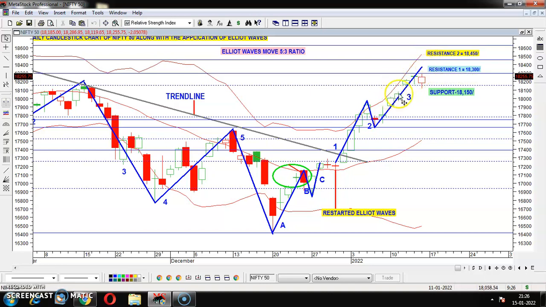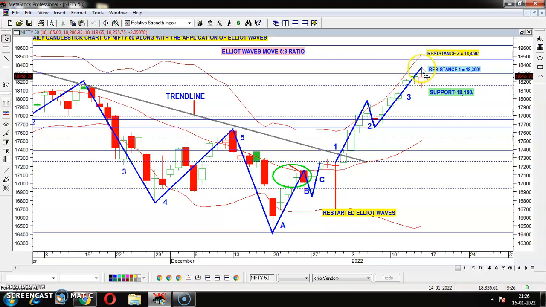So based on these Elliott waves, we can say there is a possibility of a rally in the market in the 5:3 ratio as far as Elliott waves are concerned. Now the third wave has not yet been completed, because the third wave should be greater than the first wave. So definitely it should move further to create a proper third wave. Based on this, we can come to the conclusion that there is a possibility of a move towards the upside, right?